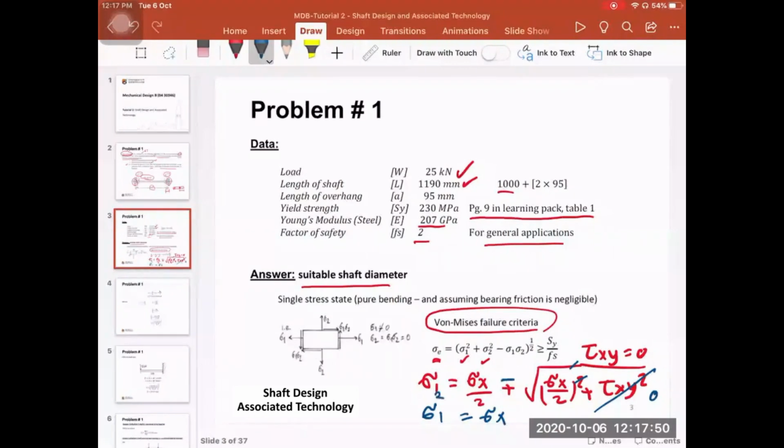Okay, so in this case, sigma 2 is equal to 0, because it's going to be sigma x over 2, negative sigma x over 2. So sigma 2 here is equal to 0. So in the case of pure bending, you have sigma 1 is equal to sigma x, sigma 2 is equal to 0, tau xy is equal to 0.